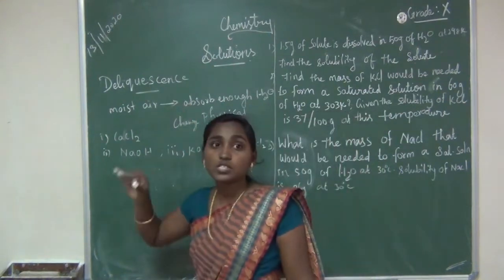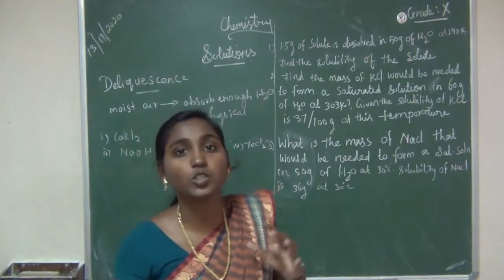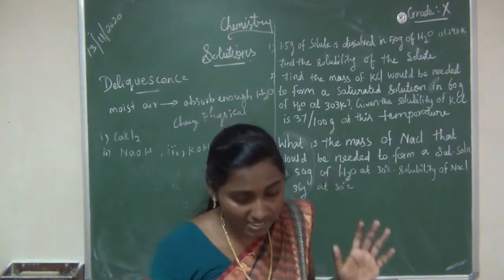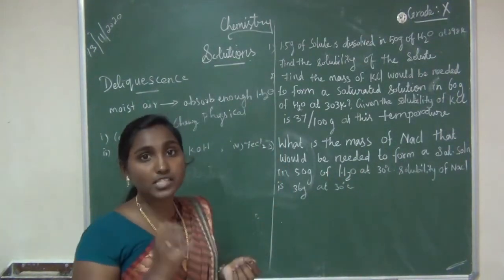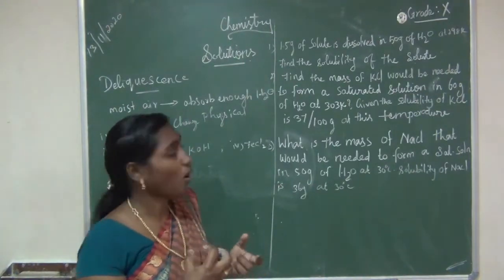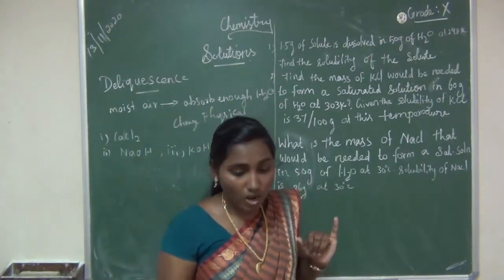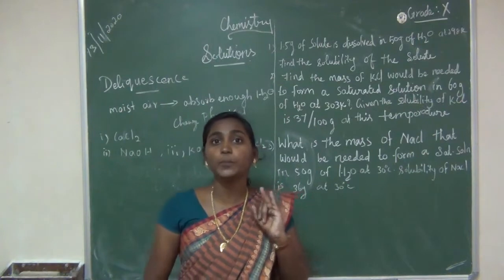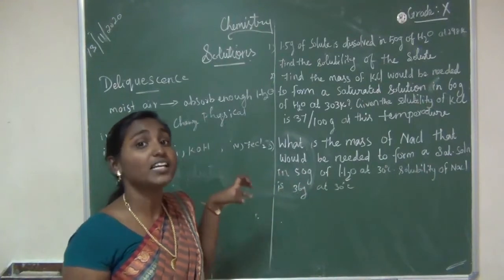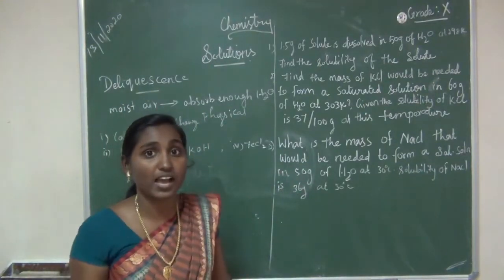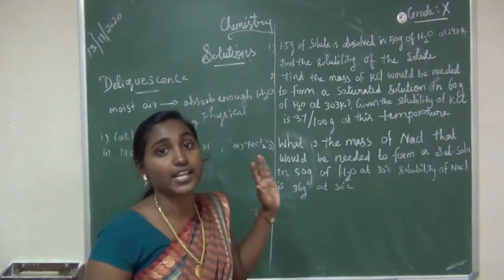In a deliquescent substance, what are the conditions needed to form deliquescence? Mostly the temperature is low. If the salt temperature is low, it will absorb enough water and change its physical state. So the first condition is that the temperature is low, and the second condition is that the atmosphere is humid, a wet condition. In the wet condition, it will form deliquescence. Have you understood?